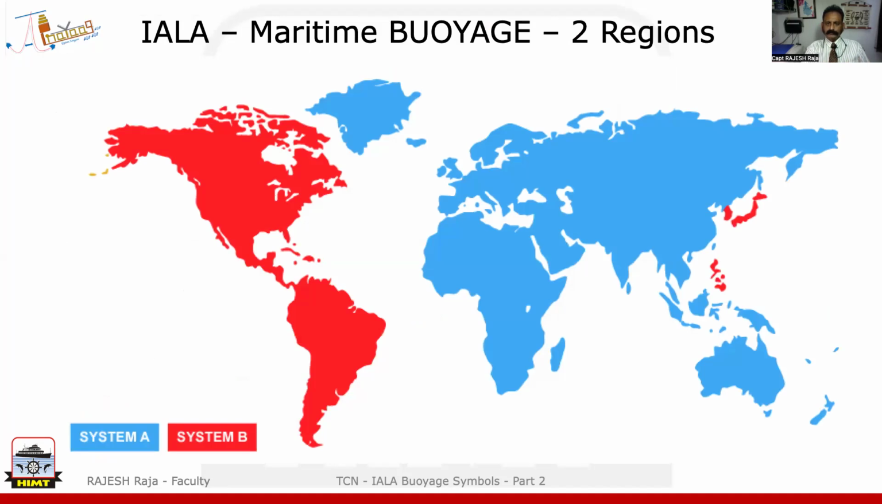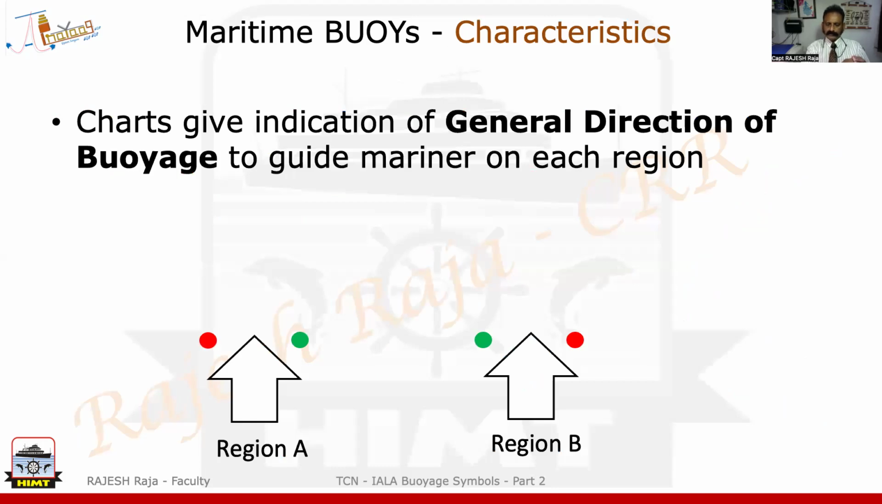recap that the maritime buoy systems are divided into two in the world. So you can see one is blue, which is system A, and the red is system B. System B is mainly Americas and a few Far East Asian countries, but the rest of the world is on system A. So again, a general direction of buoyage is represented by this kind of arrow in the symbol so that you can understand which region you are in pictorially, although on a paper chart it is very clearly written whether you're system A or system B. Okay. So what you do in ECDIS, I think you know you have to look at the information, but I'm still going on the paper chart symbols. So for me, region A is red to port, and in your region B, the red goes to the starboard side.